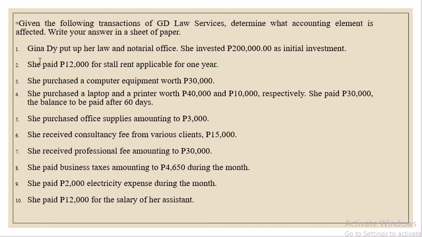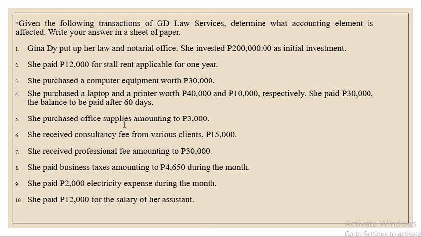So this is her first transaction. She paid 12,000 for stall rent applicable for 1 year. She purchased a computer equipment worth 30,000. She purchased a laptop and printer worth 40,000 and 10,000 respectively. She paid 30,000, the balance to be paid after 60 days. So their term is 60 days.